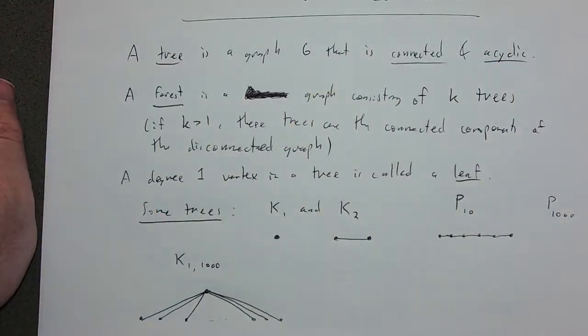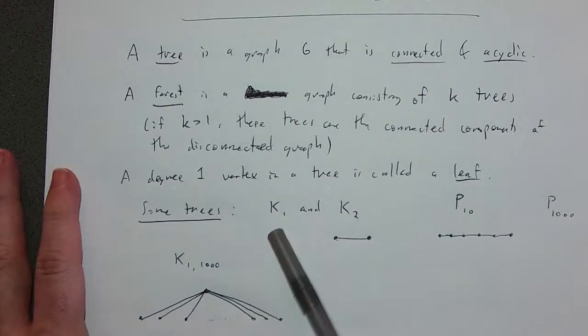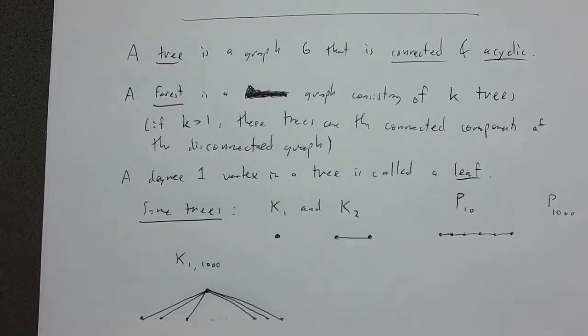Right? That's a tree and doesn't contain any cycles, and it's most certainly connected. In the textbook, the authors refer to K1 as a stump and K2 as a twig. I'm not going to do that. I'm just going to say K1 and K2, but it is funny terminology since these are like the shortest trees, right? These are the tiniest trees that we can talk about.